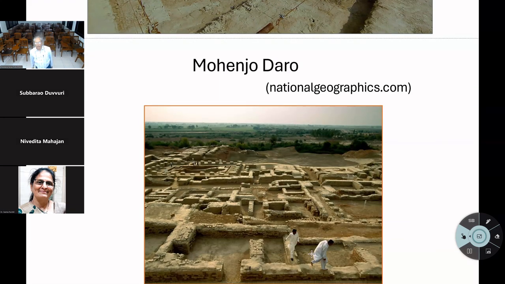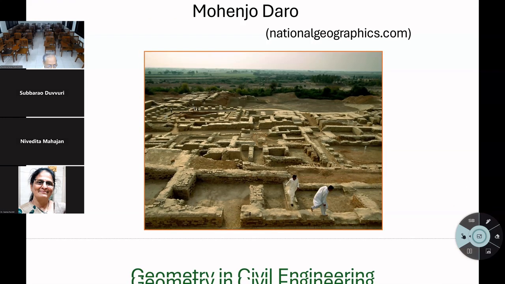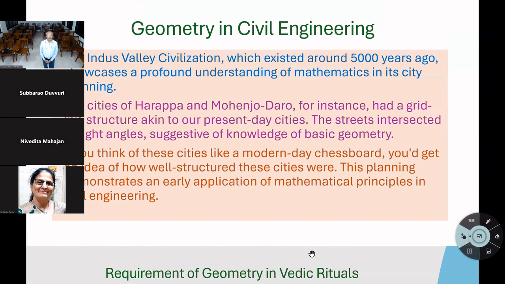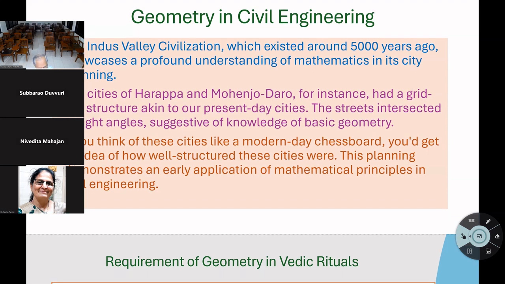You see here roads and so on, and many pictures where you see roads which are perpendicular to each other, just as on a chessboard. So you see that geometry was developed to some extent in those times also, and they had a grid-like structure akin to our present-day cities. The streets intersected at right angles, so that tells us that some knowledge of basic geometry was there in those times. This is around 5,000 years ago.